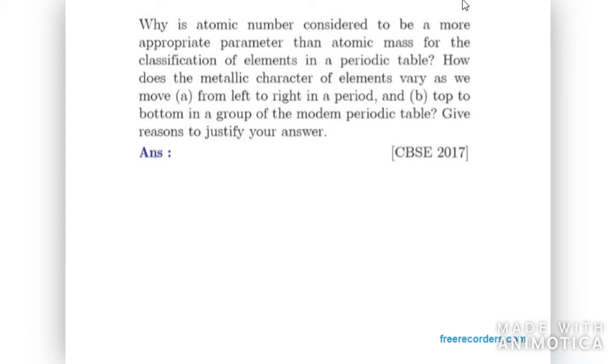So first answer, that is why is atomic number considered to be more appropriate, is because their chemical properties depend on the number of valence electrons, which is determined with the help of atomic number. So you can write the answer if you want to. So it is because chemical properties depend upon the number of valence electrons.